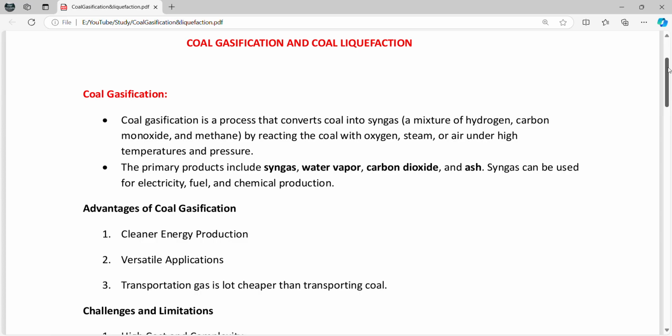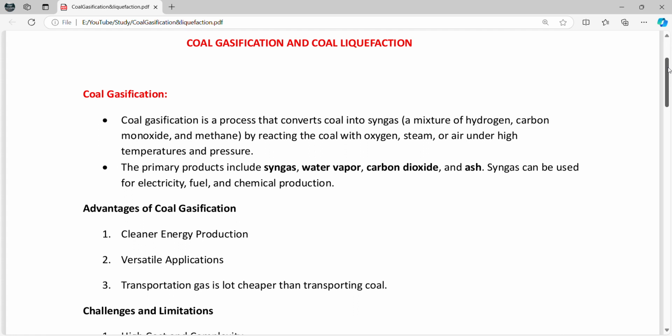What is gasification? It is a process of converting any carbon-based raw material, such as coal, into a fuel gas. Then what is coal gasification? Coal gasification is a process that converts coal into syngas by reacting the coal with oxygen, steam, or air under high temperatures and high pressures.